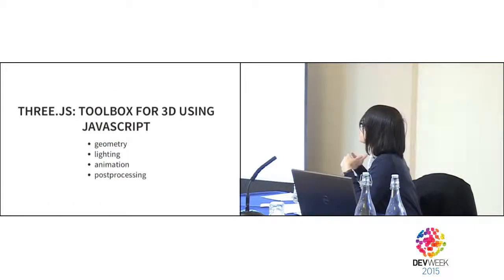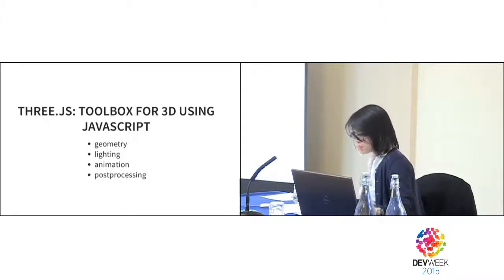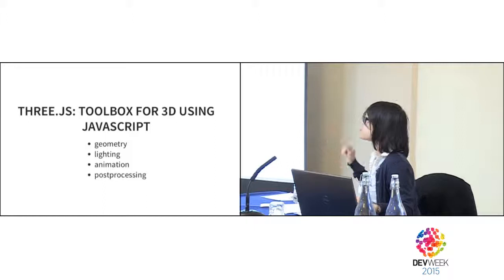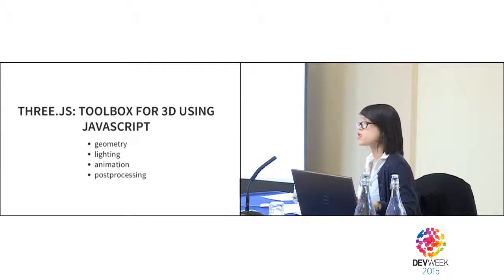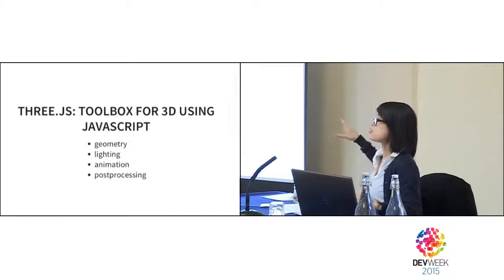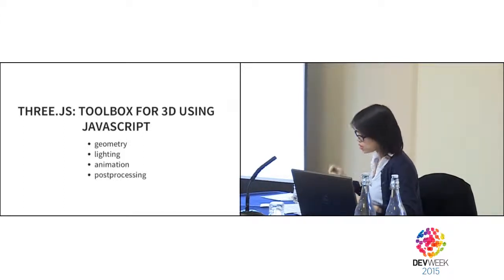So consider Three.js as a toolbox. Think of P5.js as a simple pencil, and Three.js as a toolbox for 3D using JavaScript. You have methods for generating geometry, so you can use Three.js to create cubes, since we're working in 3D, and spheres. There's also ways for you to import meshes from 3D applications. So if you're using things like Maya 3D or AutoCAD, you can save object files and bring them into your JavaScript code using Three.js.